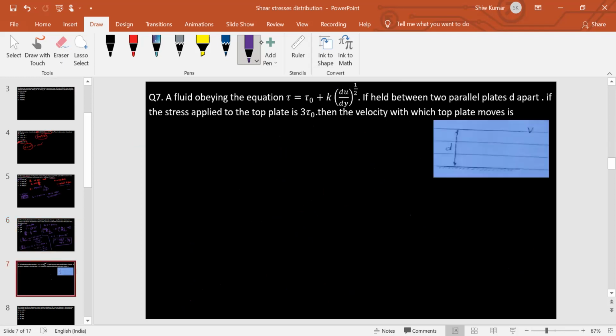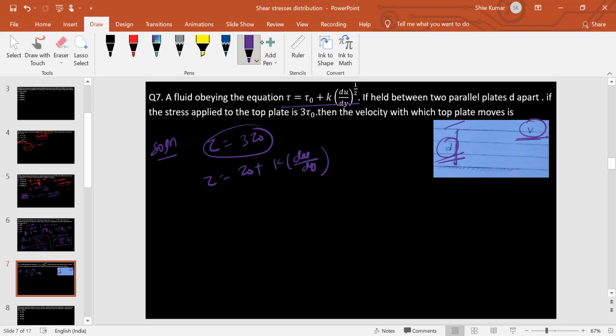A fluid obeying the equation tau is equal to tau naught plus k into du by dy to power 1 by 2. If held between two parallel plates d apart, there are two parallel plates, and the distance between them is given as d, and the plates are moving with a velocity v here. If the stress applied to the top plate is 3 tau naught, then find the velocity with which the top plate moves. So the stress is given as tau equal to 3 tau naught, and the equation is given that tau is equal to tau naught plus k into du by dy to power 1 by 2.